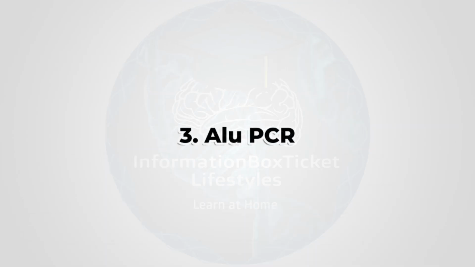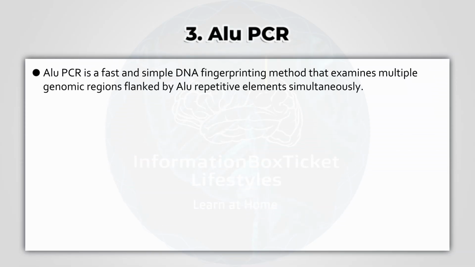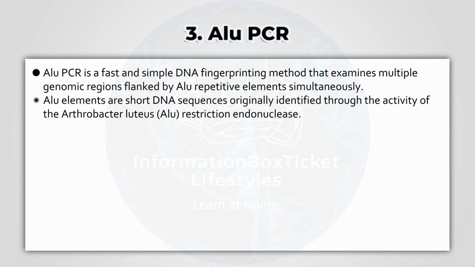3. Alu PCR. Alu PCR is a fast and simple DNA fingerprinting method that examines multiple genomic regions flanked by Alu repetitive elements simultaneously. Alu elements are short DNA sequences originally identified through the activity of the Arthrobacter luteus, Alu, restriction endonuclease.